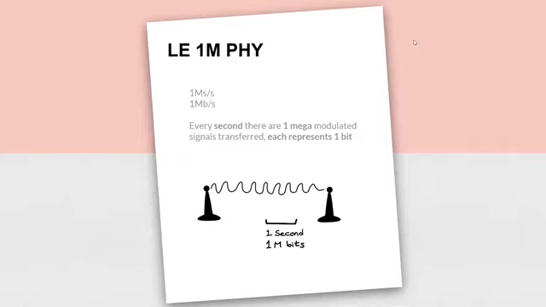LE stands for low energy, as in BLE, and 1M refers to how many bits are being transferred. So 1M PHY has a symbol rate of 1 megasymbol per second and a data rate of 1 megabit per second, meaning in general, when the hardware sends data over the BLE, every second there are 1 mega modulated signals transferred. Each signal represents 1 bit.